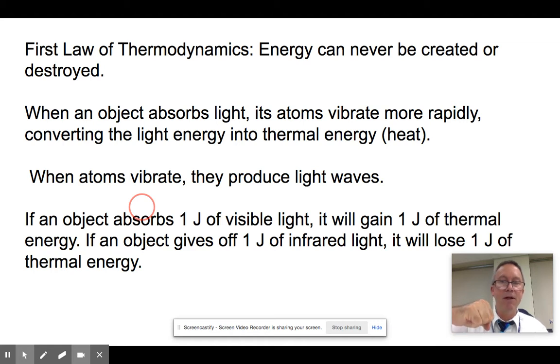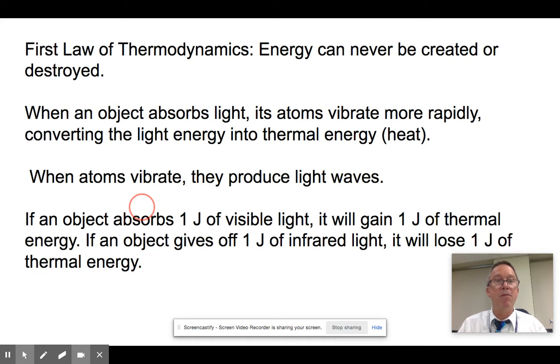So, I have an atom here. It's not vibrating very fast. Light energy comes in. As it absorbs light, it jiggles faster. Now, what happens though is if it's jiggling faster, it's making light itself. So it's going to give off light. And once it gets rid of energy in the form of light, it's going to wiggle slower. So there's this interplay between atoms absorbing light and atoms producing light.